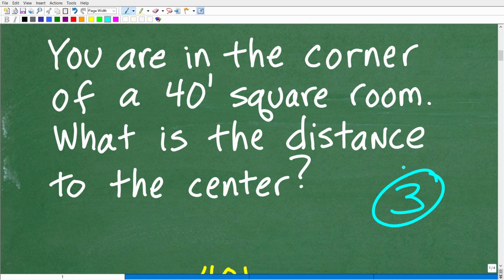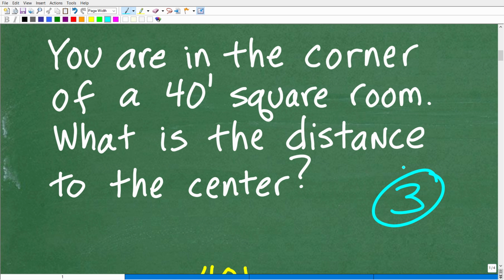So here we have this square room. We're in the corner, and how far is it to the center of the room? Now, one thing about math problems, things that you'll find on homework, tests, quizzes, exams, is that sometimes students or people can look too much into the problem.